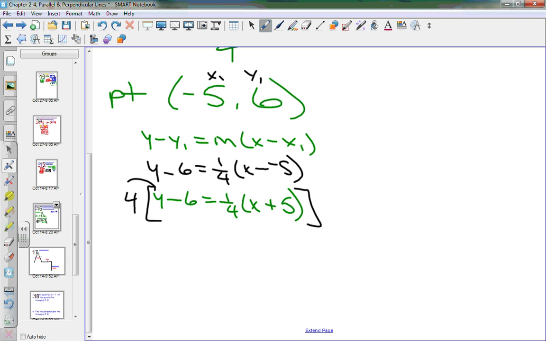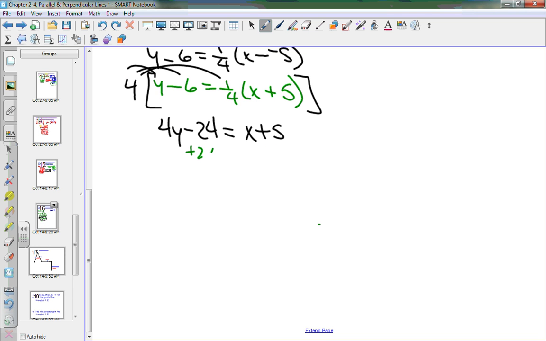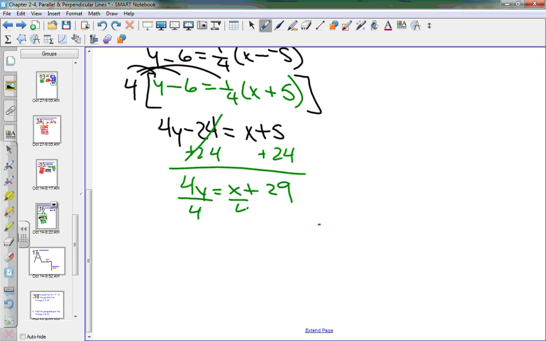Good job, folks. That's 4y minus 24 is equal to 4 divided by 4 is 1. Do I need the 1? No, just go ahead and drop it. Leave it as x plus 5 because nothing goes into the parenthesis, does it? Now what do I do? I'm going to add 24 to both sides, and I have 4y is equal to x plus 29. Now what? Each term needs to be divided by 4, so I have 1/4 x plus 29 over 4.